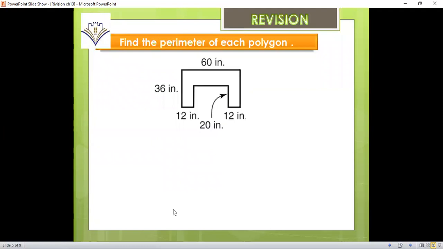Let's review about the perimeter. Find the perimeter of each polygon. Look at me. Look at this graph or this shape.